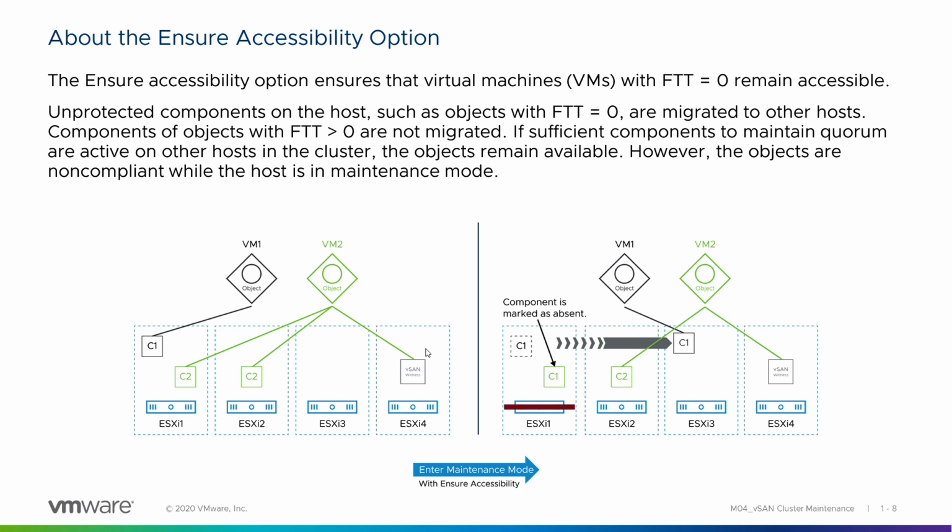But when it comes to VM2, if you look at the illustration on the left side, you can see that the VM is a 2-way mirror. So that VM can live without that submirror. So in this case, we're only moving 1 component out of host 1, and we're choosing not to move the second submirror, let's say for the second VM, because again, the VM can live without it.